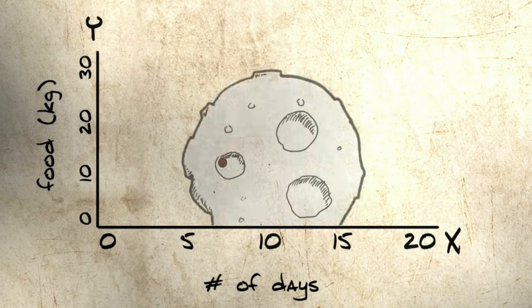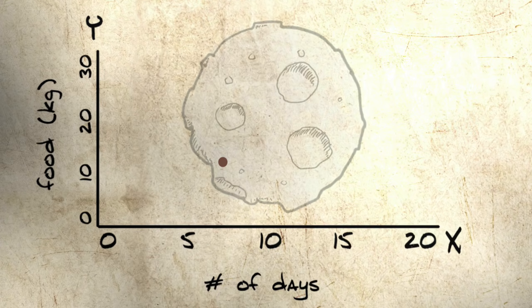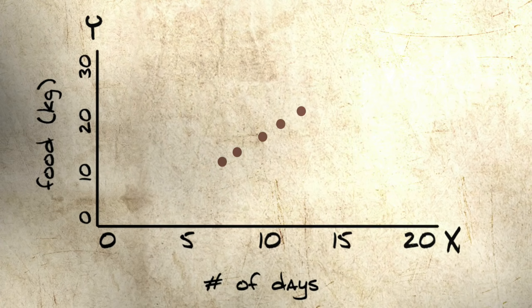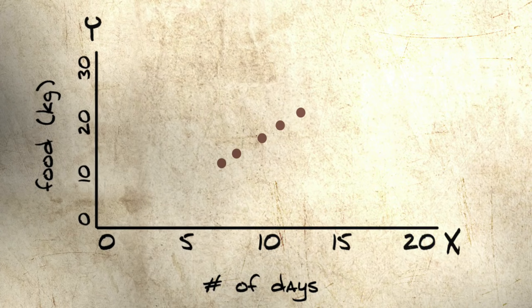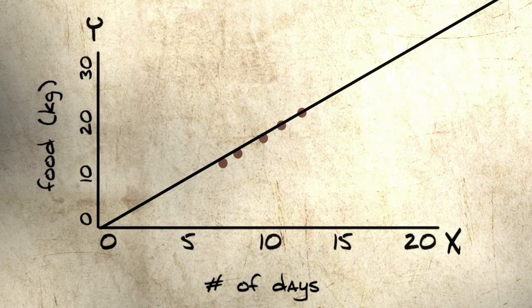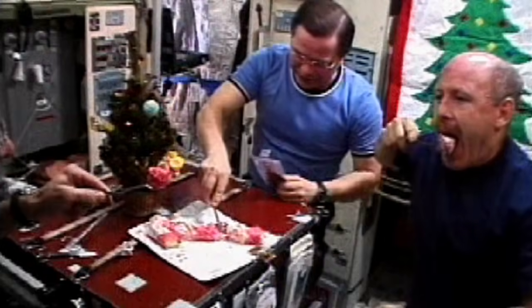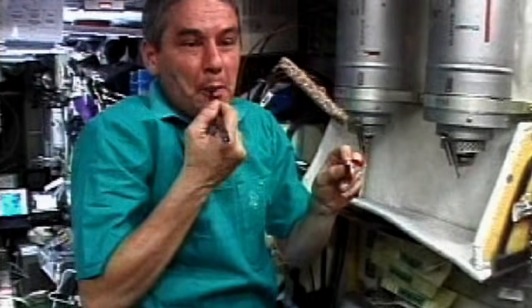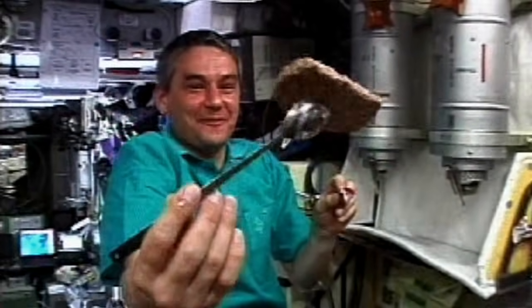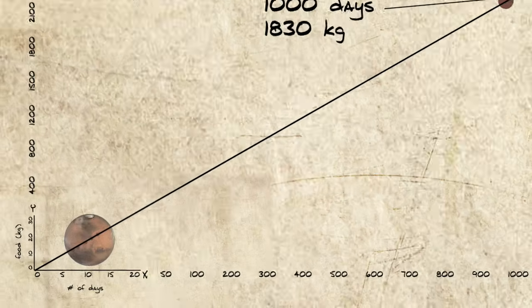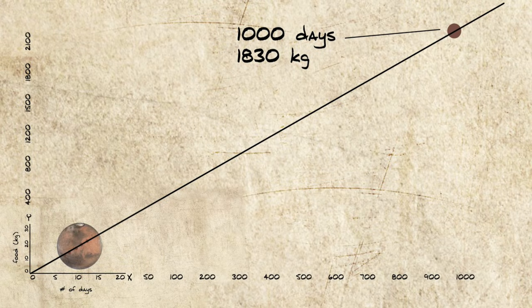Now, let's go to the moon. We'll put in a few of the Apollo missions for reference. Now we have a bunch of dots. It sort of makes sense, but let's connect them all with a line. Now that looks better. We can now see the relationship between how long a mission is and how much food we need to take. This lets us ask some good questions, like how much food would it take to get to, say, Mars? Wow, that's a lot of food for one person.